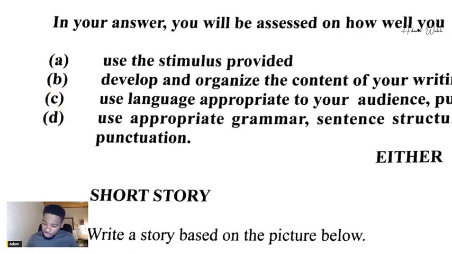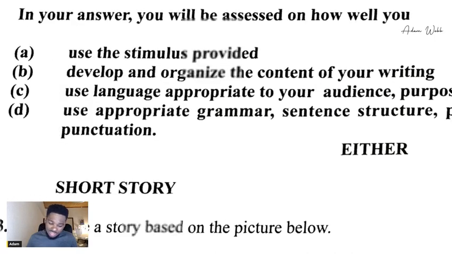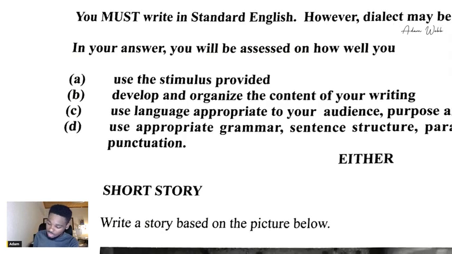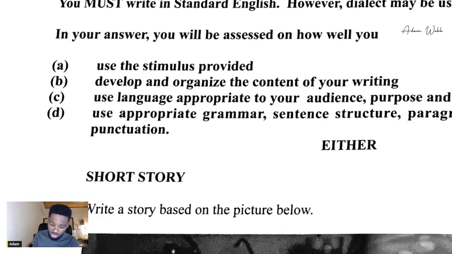Point C here: use language appropriate to your audience, purpose, and content. So basically, your language style should match not just the story, but the academic level at which you're writing, which is, you know, a pre-university level. You're finishing up high school, so you shouldn't sound like you're writing a children's story, a basic school story. Even if the story itself has a simple plot, your language should fit both the story and the level of writing you're undertaking, which is CSEC level writing. And we're going to get a little bit more into audience and purpose as we go on.